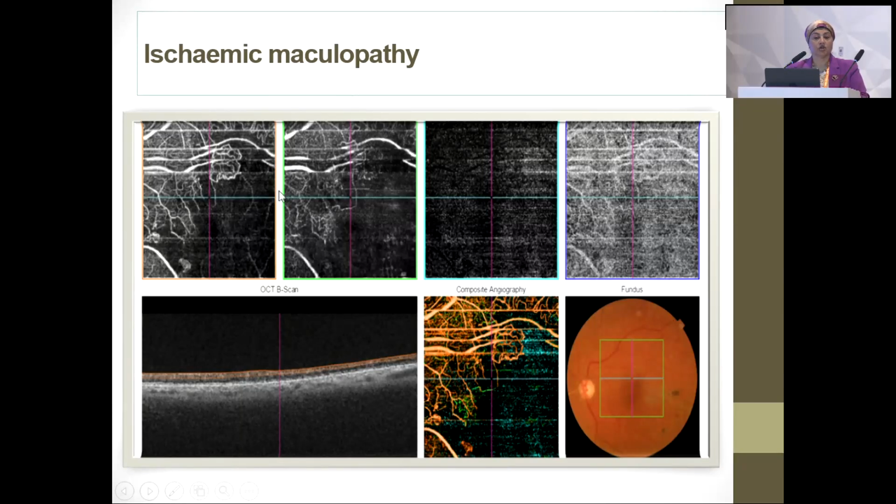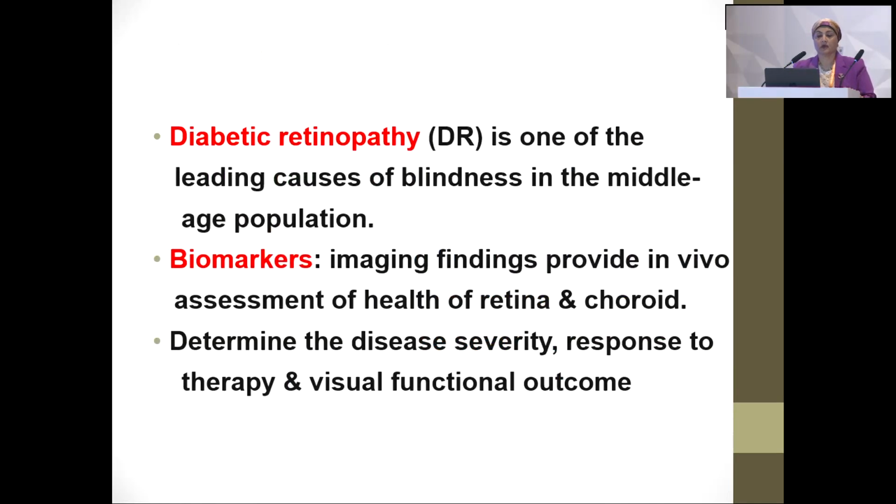And this is a more severe case with an obviously very enlarged, irregular, complete loss of the capillary flow in the macular area, with marked thinning in the B scan, which is a severe case of ischemic maculopathy. So these are the biomarkers which we might see and should comment upon in cases of diabetic macular edema.